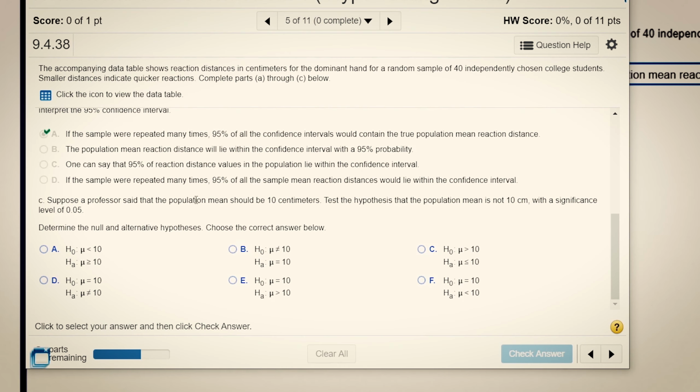Suppose the professor said the population mean should be 10 centimeters. Test the hypothesis that the population mean is not 10 centimeters. So this is a two-tailed alternative hypothesis. For the null hypothesis, I'm going to give the benefit of the doubt to what the professor said. And then the alternative hypothesis is that it is not equal to 10 centimeters. So I chose equal and not equal to.